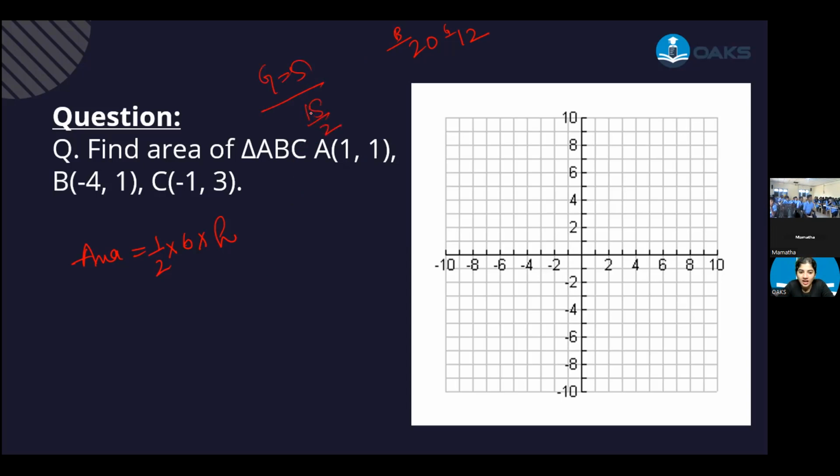Right? Okay, let's check now. Girls and boys have different answers. If they had come with the same answer, I'd be sure. Now I have to check. So A is 1, comma 1. This is A. B is minus 4, comma 1. That is B here. And C is minus 1, comma 3.